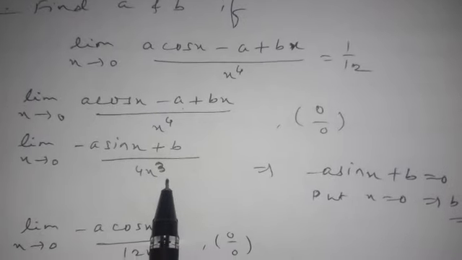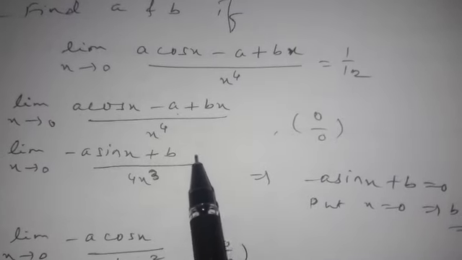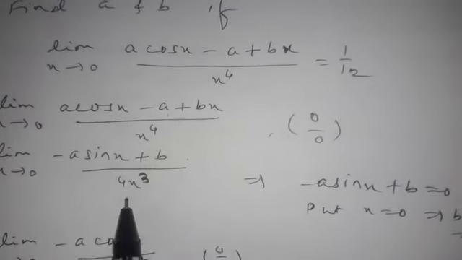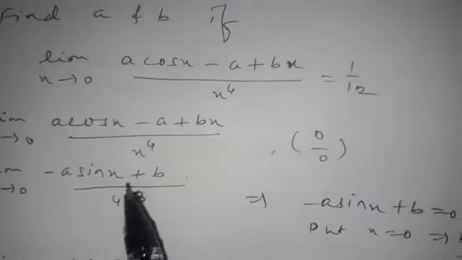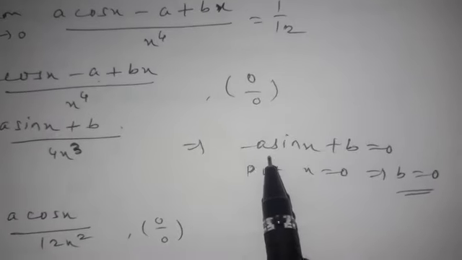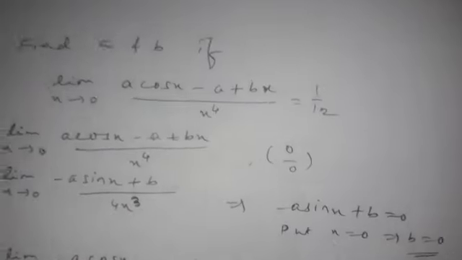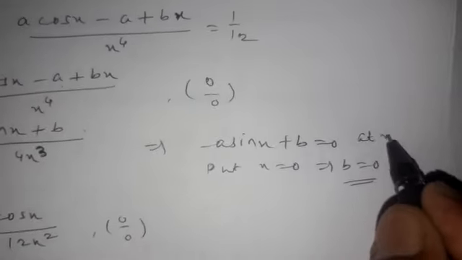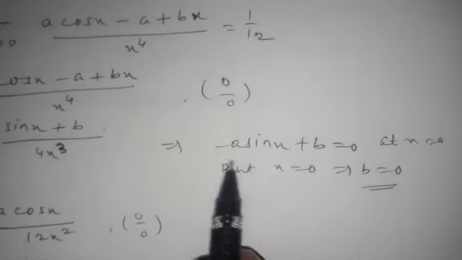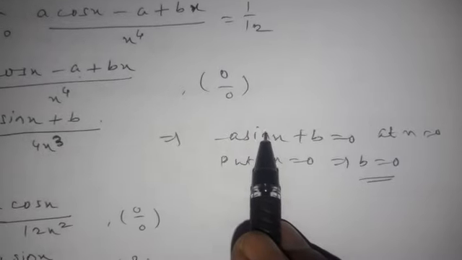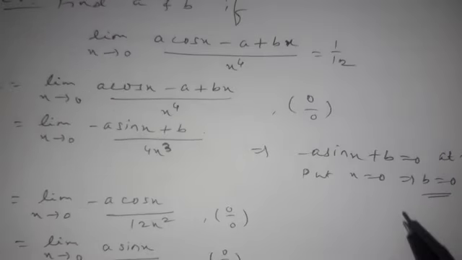Right? Now sin 0 is 0 but b is not equal to 0, so the numerator does not become equal to 0 but the denominator is 0. But to use L'Hospital rule we must have the numerator also 0, so we take the numerator minus a sin x plus b equal to 0 to find the value of b. This must be 0 at x equal to 0. So put x equal to 0. If I put x equal to 0, I get sin 0 is 0, plus b equal to 0. So I get the value of b equal to 0, right?